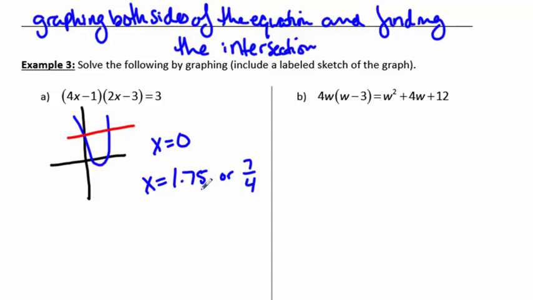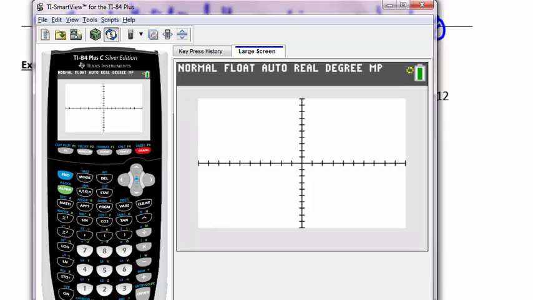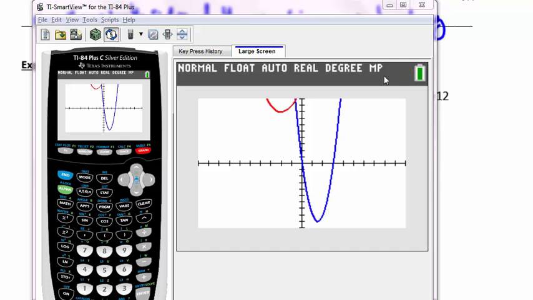Let's do the same thing in part B. The left-hand side of the equation, 4x minus 3, and the right-hand side of the equation, x squared plus 4x plus 12, will be entered in separate equations. We're going to hit graph. And if you're in the standard viewing window, you're going to see something like this. The second parabola is a bit higher, so you can't actually see where they intersect.